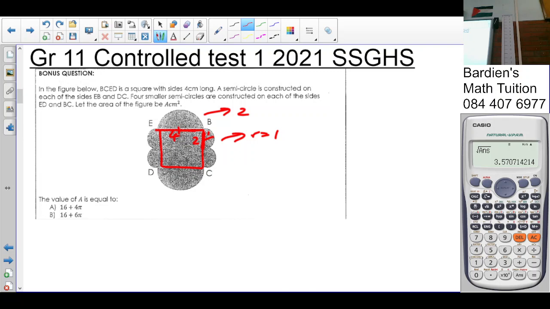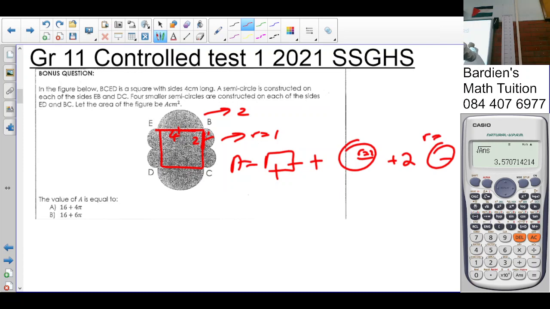Let the area of the figure be A. The question says, you must calculate the area of the figure in other words. So your area, of course, you've got a square plus a circle with a radius of 2, plus you've got 2 circles with the radius of 1. You see, this semicircle and that semicircle makes 1 circle, and this semicircle here with that semicircle makes another full circle. Okay? That semicircle with this semicircle also makes a full circle with a radius of 2.